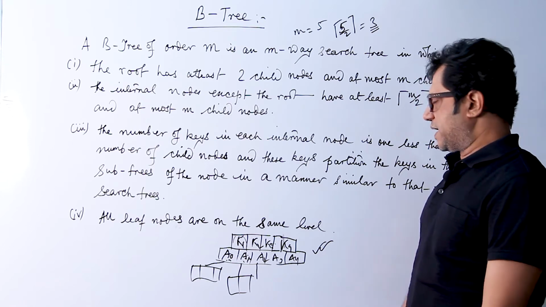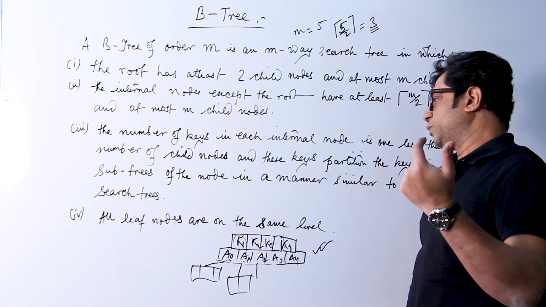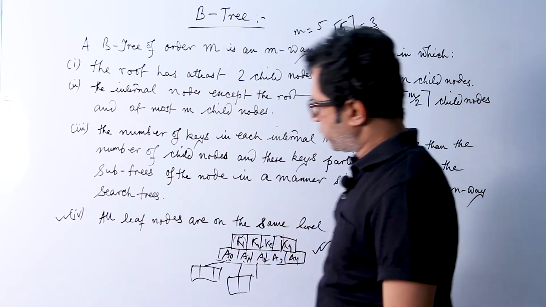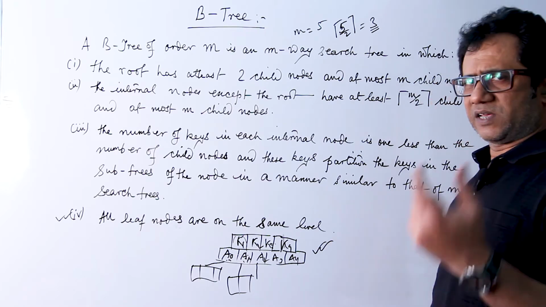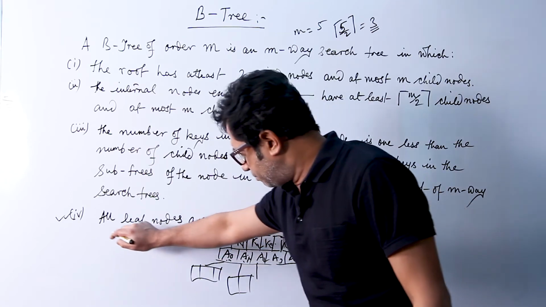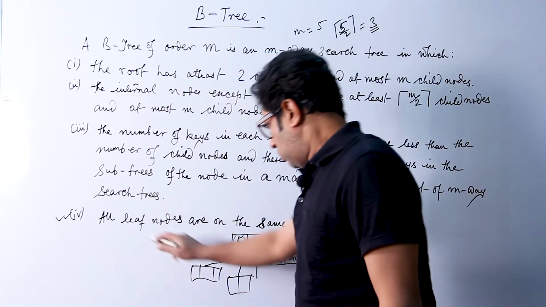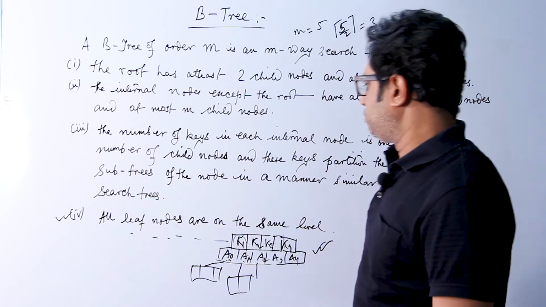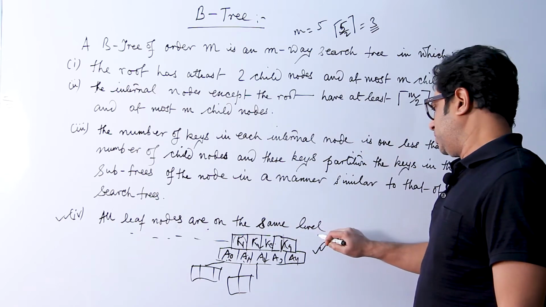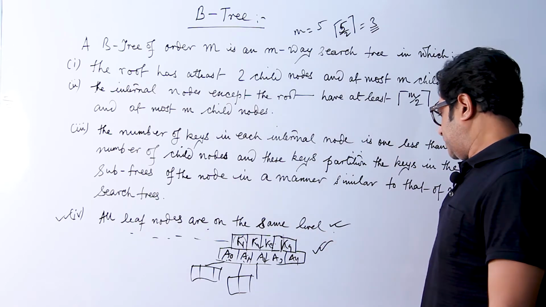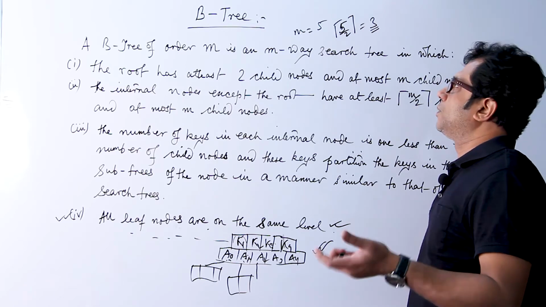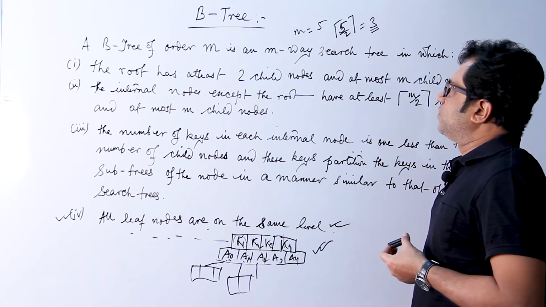Number 4 point is that in case of M-way search trees, we didn't see this sort of point. This is a very special point to be noted in contrast to what we have discussed in M-way search trees, because M-way search trees can contain leaf nodes which are not on the same level. But in this B tree, since it is a balanced tree, all the leaf nodes should be on the same level. This is the point which is quite exceptional for a B tree, which helps us to differentiate a B tree from a general M-way search tree.